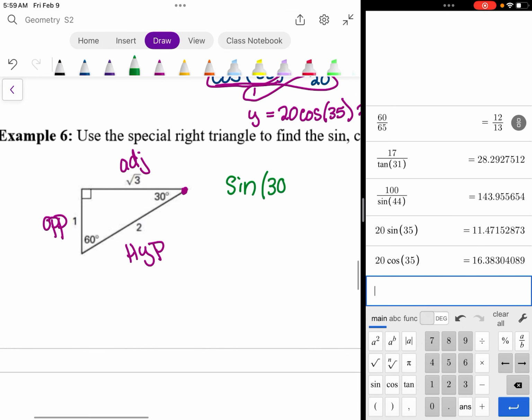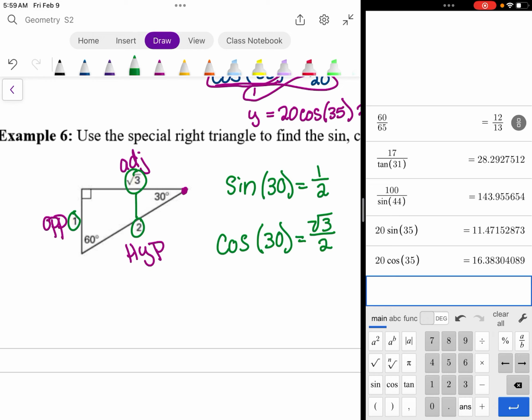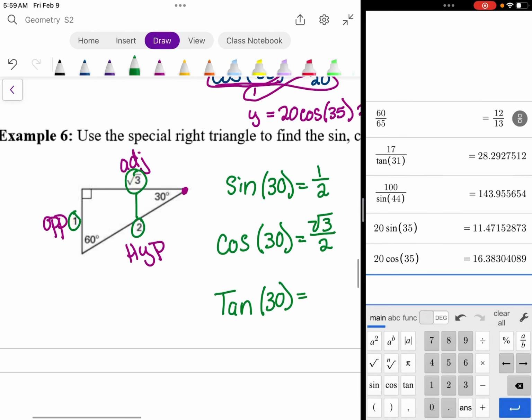If we had sine of 30, sine is opposite over hypotenuse. That would be 1 over 2. Cosine of 30 is going to be adjacent over hypotenuse, and that would be the square root of 3 over 2. Tangent of 30 is opposite over adjacent, and that would be 1 over the square root of 3.